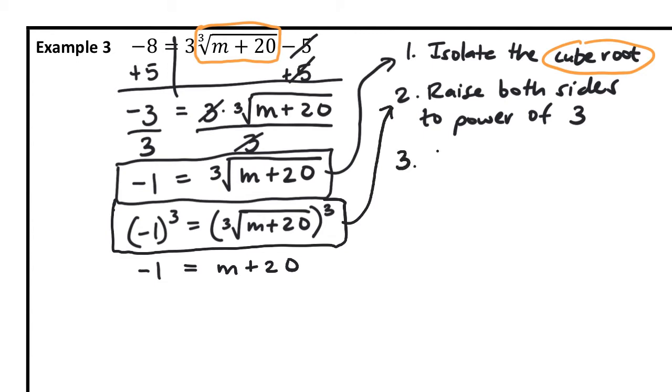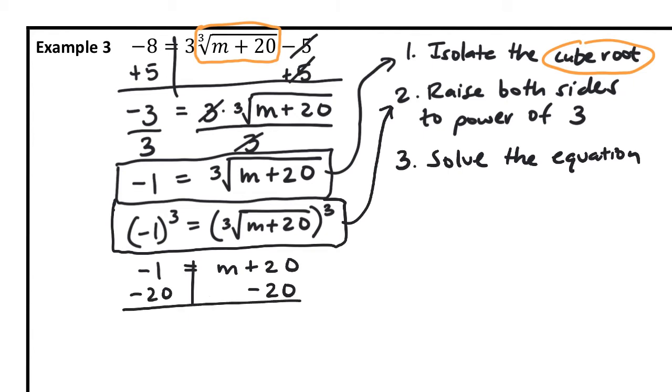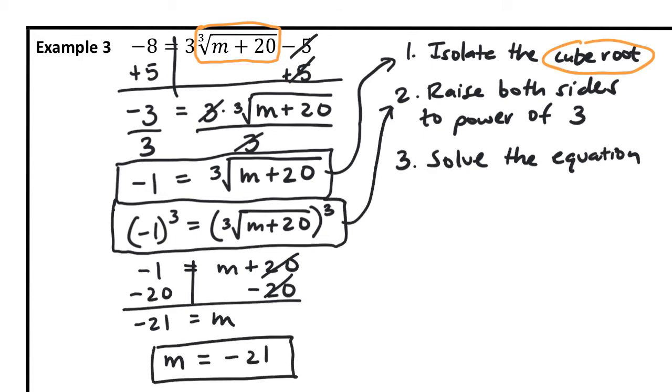Step 3 is solve the equation. So solving, I can just subtract 20 on both sides, giving me negative 21 equals m, or I can write, m equals negative 21. It should take both answers. And so that's step 3.